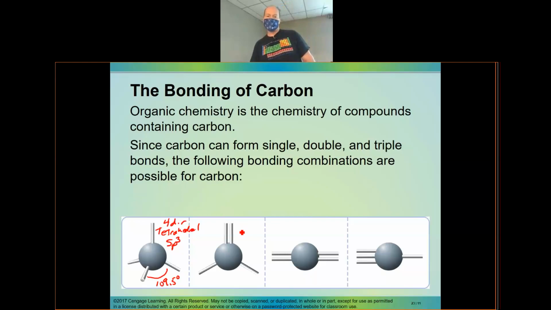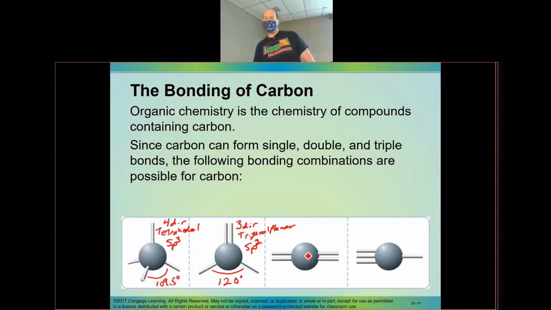When you have a double bond and 2 single bonds, now you have 3 directions. A double bond is just 1 direction, so this is 3 directions, and that is trigonal planar. And that is an sp2 for the 3 directions, sp2 hybridized carbon. And your bond angle for trigonal planar is 120 degrees.